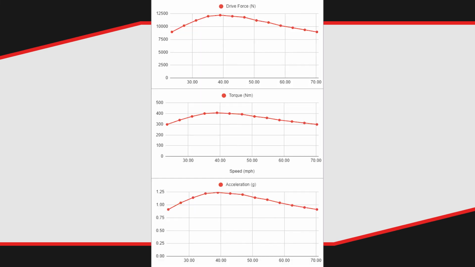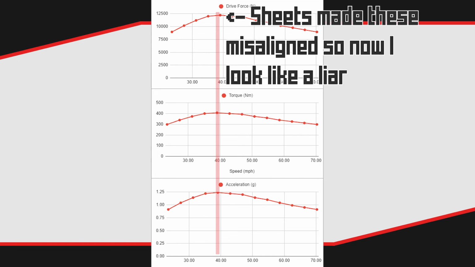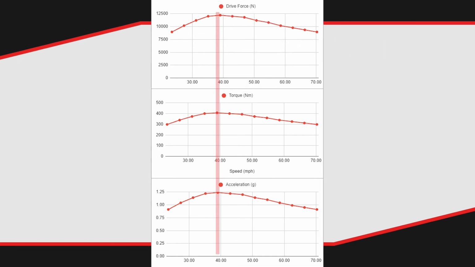Some observations now. A graph of drive force, torque and acceleration make the same shaped curve. They're clearly correlated. When you're in a gear, you have the most drive force when you have the most torque. This is why in first gear, launching at peak torque will get you from a standstill the fastest. Once you're moving, you never want to stray far from peak power. Let's show this by making an adjustment to the example.